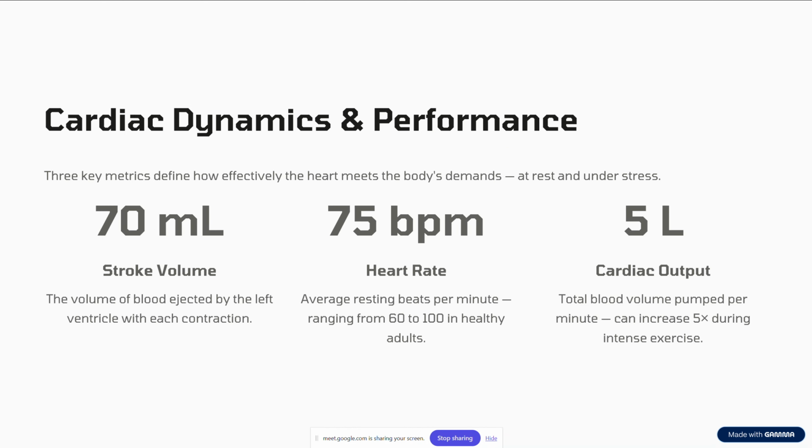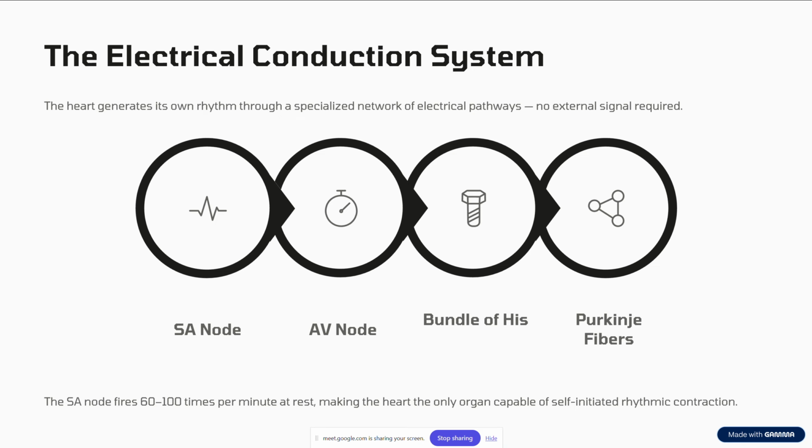So please, I've given assignments to go and check on the electrical conduction system: SA node, AV node, all of these funky fibers.